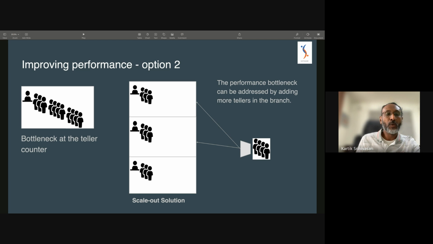And option two is the ability, to me, to add two more counters in the bank branch, and scale it out instead of scaling it up. So this is called a scale out strategy. And so what happens is when a person enters the queue, they are directed to one of three different counters. And so there is a concept in that direction.